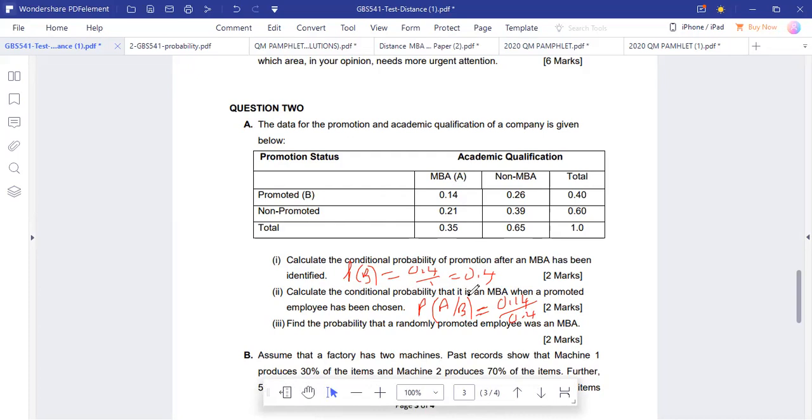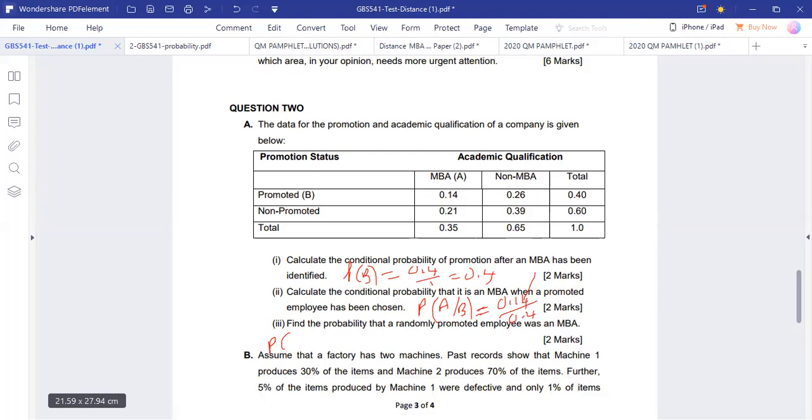Calculate the conditional probability that it is an MBA given... Okay, you need to follow it closely. Then the last one here, what's the probability that a randomly promoted employee was MBA? What are they asking for? Probability of what? MBA, probability of A. Yes, probability of A.